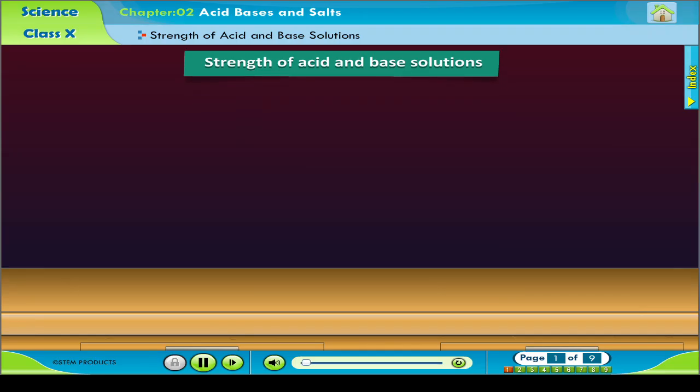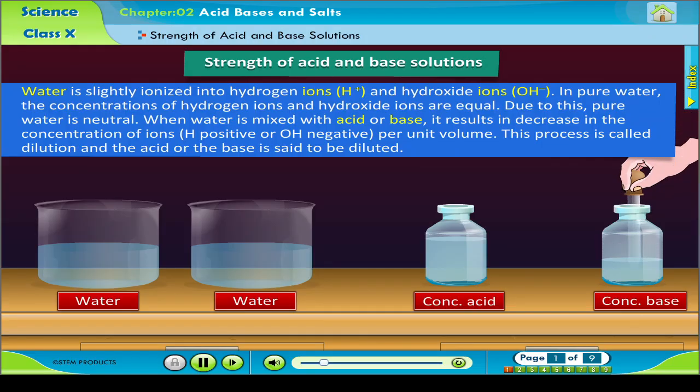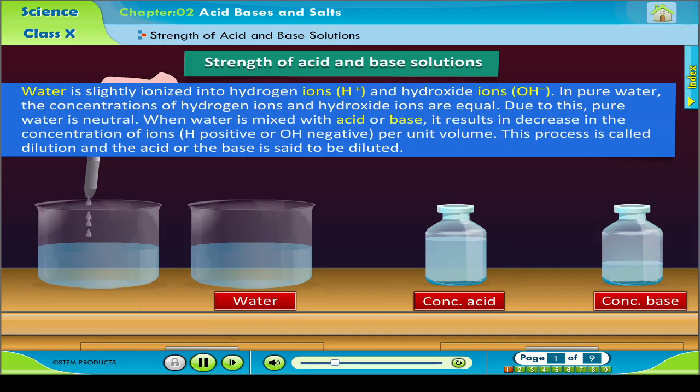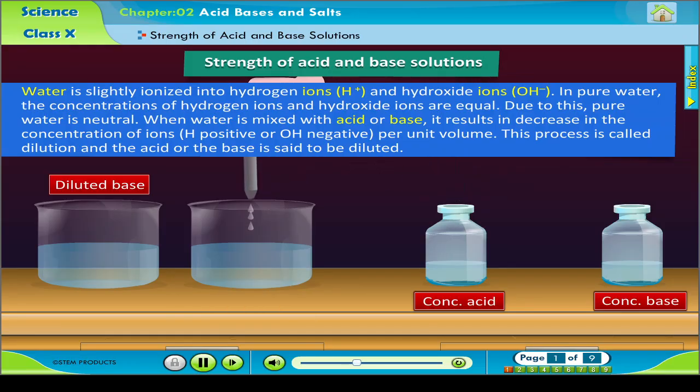Let's understand the strength of acidic and basic solutions. Water is slightly ionized into hydrogen ions, H+, and hydroxide ions, OH-. In pure water, the concentrations of hydrogen ions and hydroxide ions are equal. Due to this, pure water is neutral. When water is mixed with acid or base, it results in a decrease in the concentration of ions, H+ or OH-, per unit volume. This process is called dilution, and the acid or the base is said to be diluted.